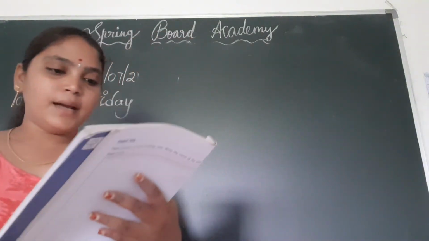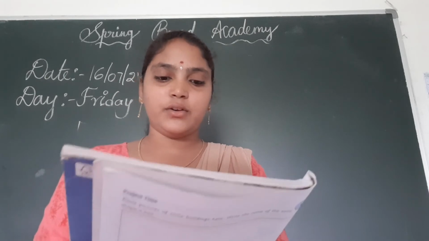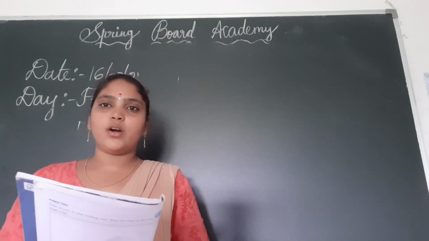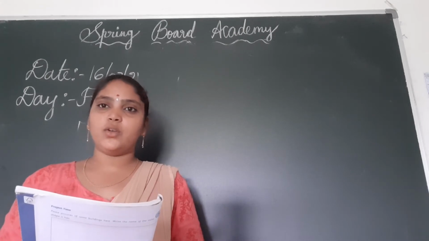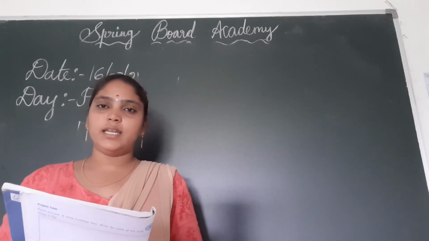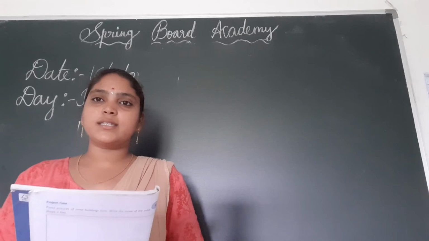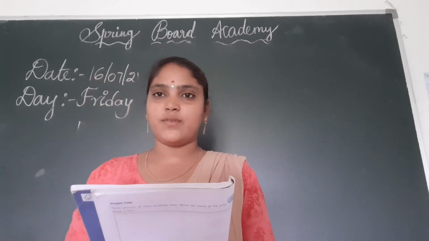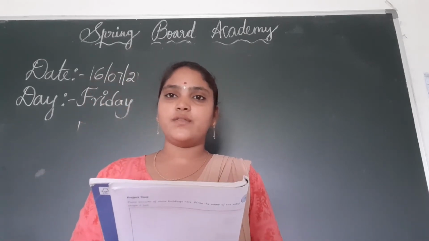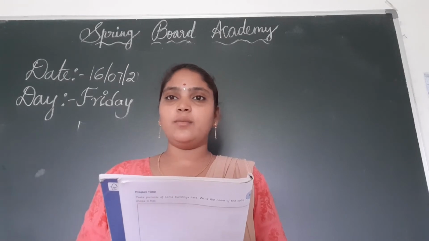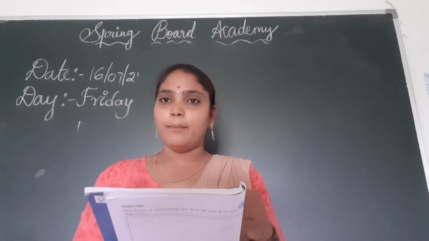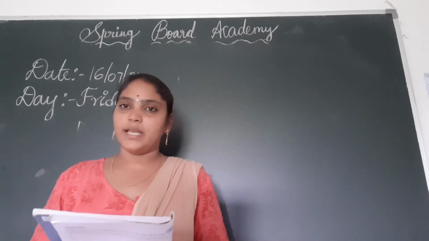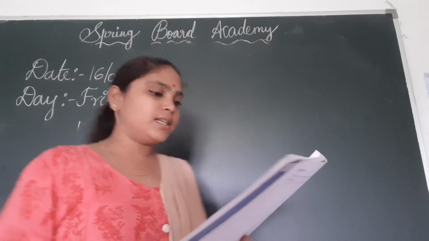And then complete the table with the face value and place value of the digits colored in red. So we have already discussed face value and place value, children. What is face value? Face value means you just write the value of the digit itself. But the place value always depends on its place.